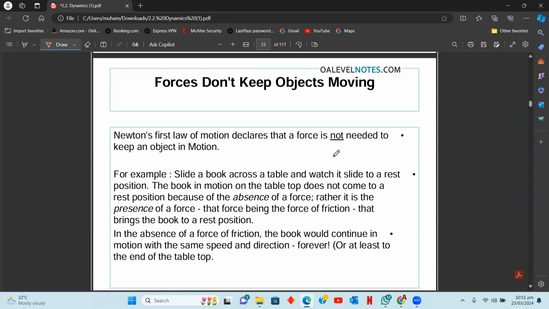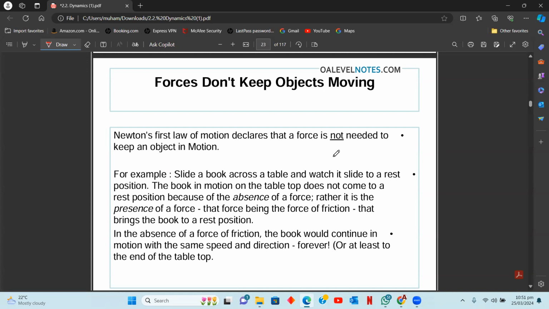Newton's first law of motion declares that a force is not needed to keep an object in motion. For example, slide a book across a table and watch it slide to a rest position. This book in motion on the top of the table does not come to rest because of the absence of force. Rather, it is the presence of a force, the force of friction, that brings the object to a position of rest. In the absence of the force of friction, the book would continue in motion with the same speed and direction forever.